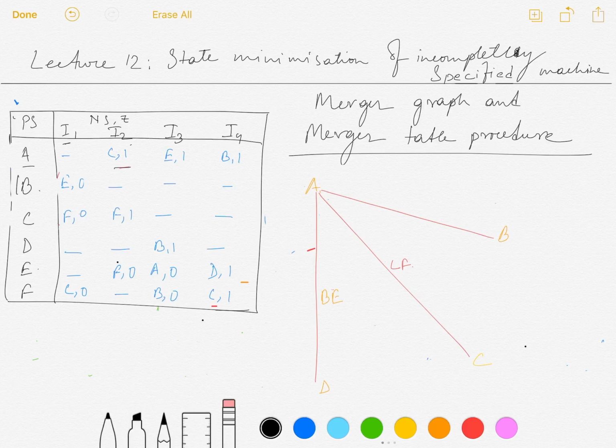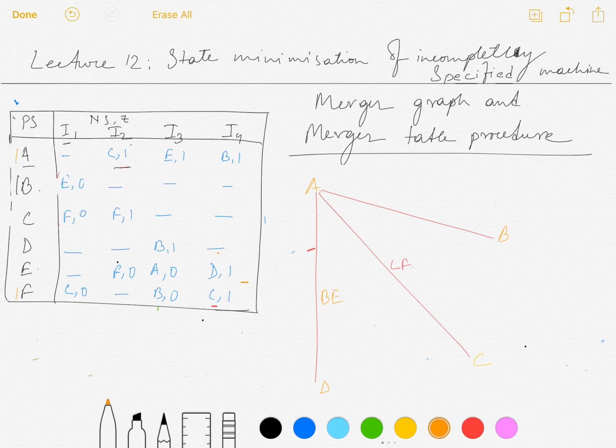Now, let us check for AF. For I1 output is same, for I2 output is same, but for I3 the outputs are 1 and 0. So, AF is not compatible. So, with A we find out AB is compatible, AC is compatible, AD is compatible. AB does not have any implied pair, but AC and AD have implied pairs.